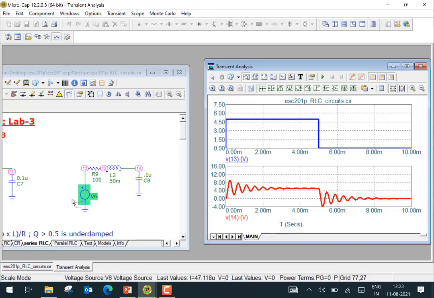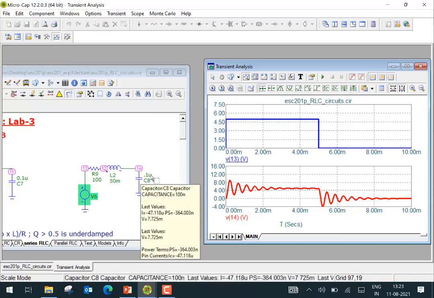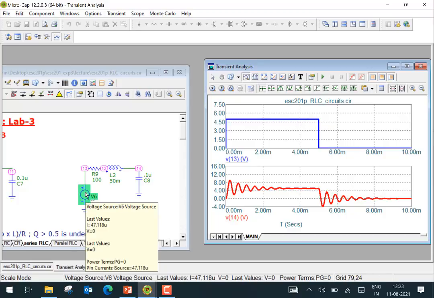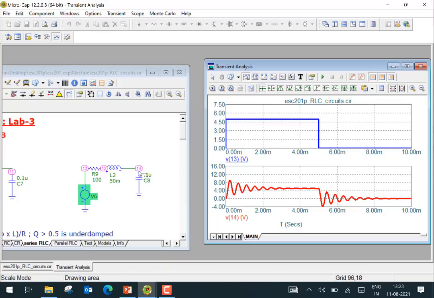Okay, so the moment you apply a pulse here, the capacitor has to charge, but because of this resonance you get these oscillations here. And gradually the voltage across the capacitor settles down to the value which is expected. We know that if this is 5 volt here, eventually no current is flowing and the voltage across the capacitor will be 5 volts. So that's where it is here.